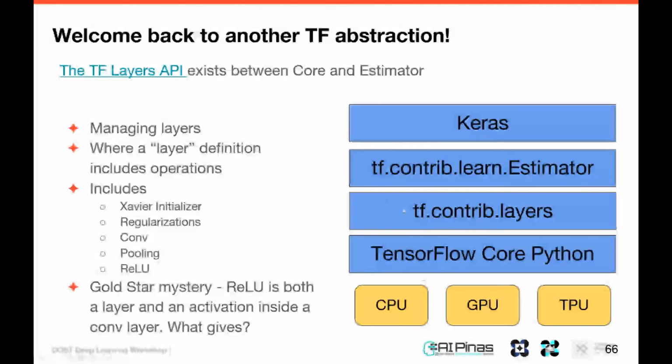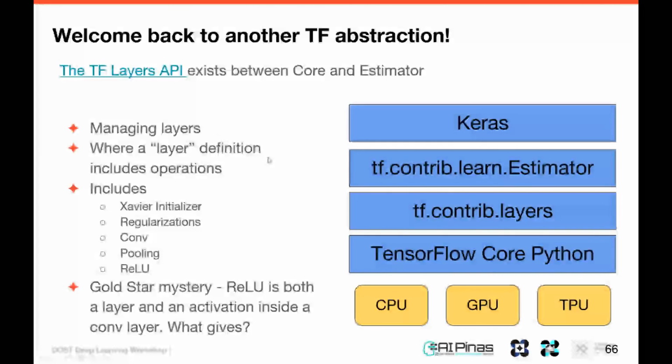In between exists the layers API. And on top of everything, if you actually want to use Keras, which is even simpler to use in many ways than the estimator layer, you can do that. So you can do everything that you can do at the estimator level. You can implement it as a layer. A layer can include operations, like we were seeing how you can implement ReLU as a layer. You can implement a lot of the things we were talking about earlier, the Xavier initializer, regularizations, convolutions, pooling, and ReLU as layers.